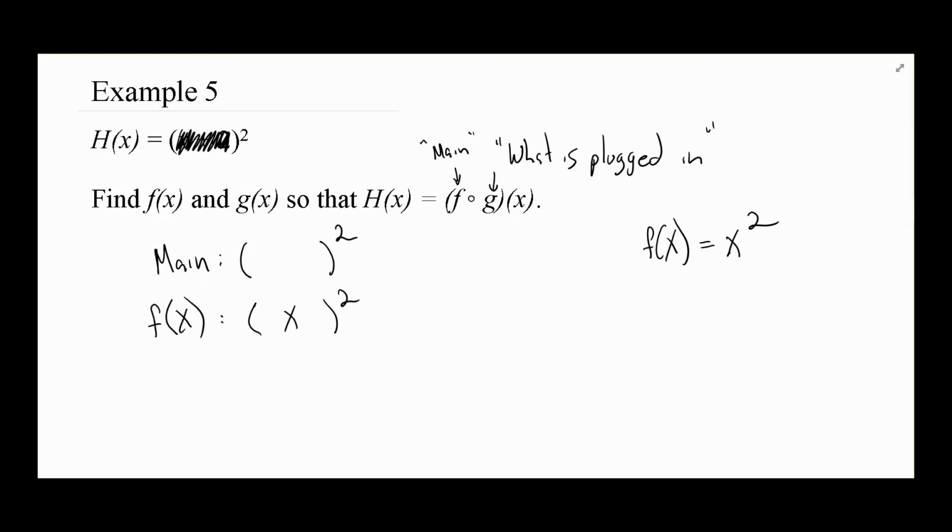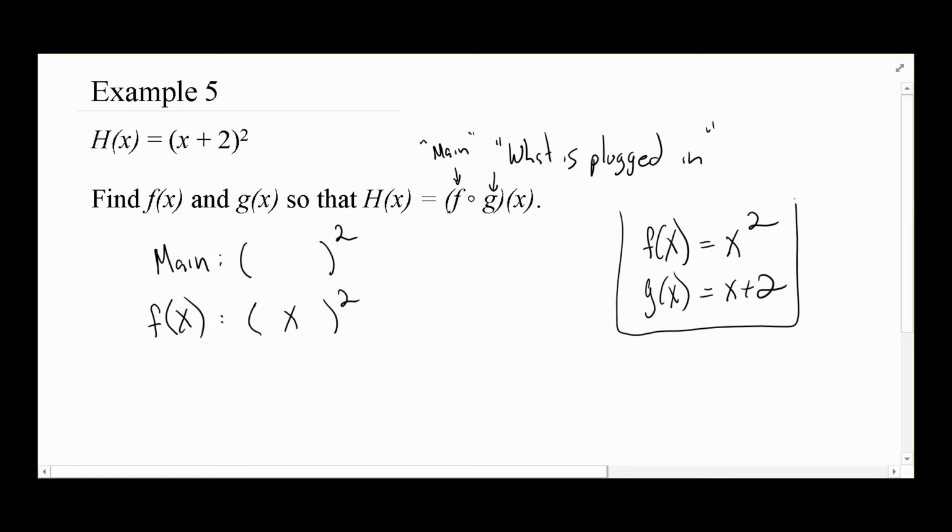So what's plugged in is what we had covered up. So what is it that I'm plugging into the squaring? I was covering up x plus 2. And that's how we're going to solve this. That's how we find the components of this. We're going to cover up a portion of it that includes the x and say, what's left? What's going on here? That's my main thing. And then what was it that I was covering up? That's the innermost function. Simple as that.